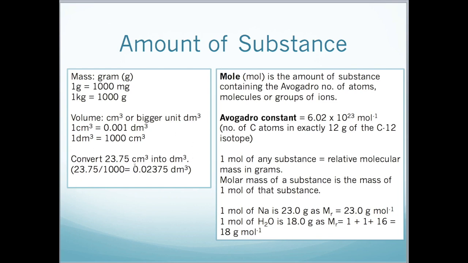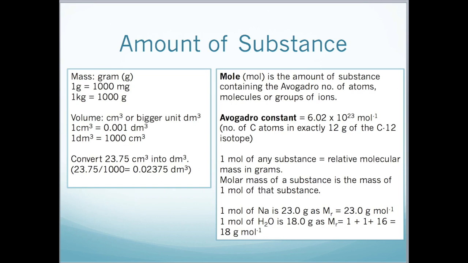Here we are asked to convert 23.75 cubic centimeters into cubic decimeters. That's quite easy. We simply divide this number by 1,000 because there are 1,000 cubic centimeters in 1 cubic decimeter, and we get 0.02375 cubic decimeters. So that's a conversion you'll have to do a lot when you're working with concentrations, because in the question you might be given a certain volume in cubic centimeters, but when we're using the formula for calculating, it has to be in decimeters cubed. So just bear that in mind.